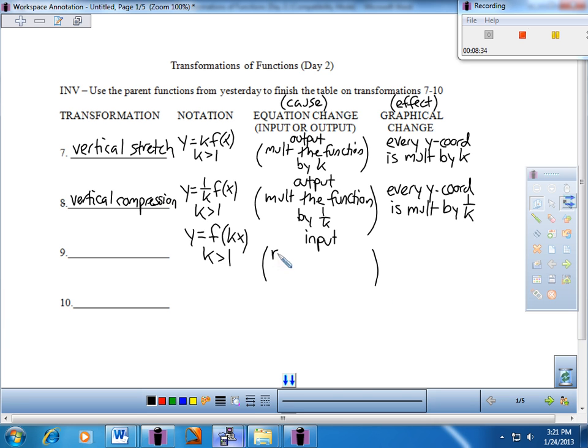So input changes is when we replace all the x's. In this case, I'm going to replace the x's with kx. That's what I'm going to put in there. So as you can see, x gets replaced with kx. When we do that, let's see if we can name what happens, and then, of course, let's see if we can be specific on which coordinate changes and in what capacity.